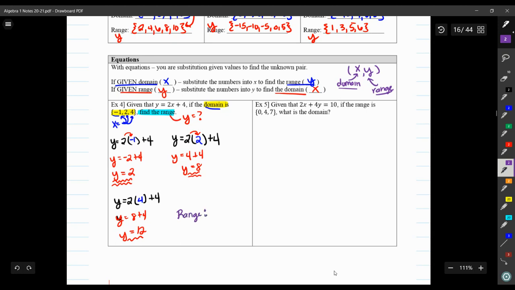So the range in this problem, for the range, I have 2, 8, and 12. Remember to list them in least to greatest. Use your domain to find the range.